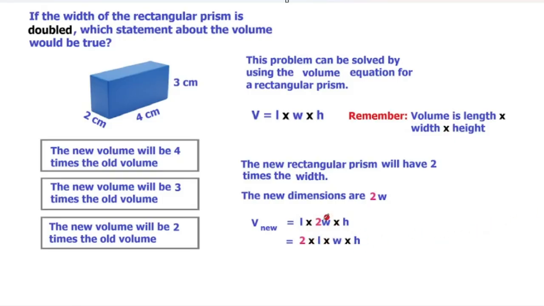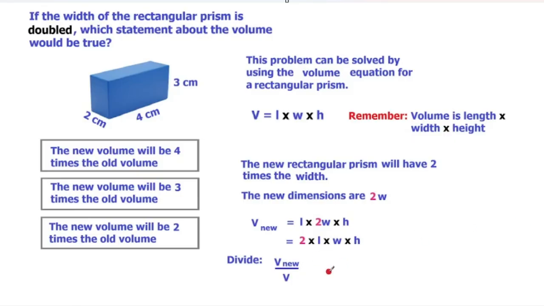So we could just move the 2 over this way because it's multiplication. It doesn't matter if it's multiplying the L or the W or the H. You'll get the same answer. But because we want to try to simplify this, we just move the 2 out of the way of all the variables. It just makes it easier to look at and to work with.